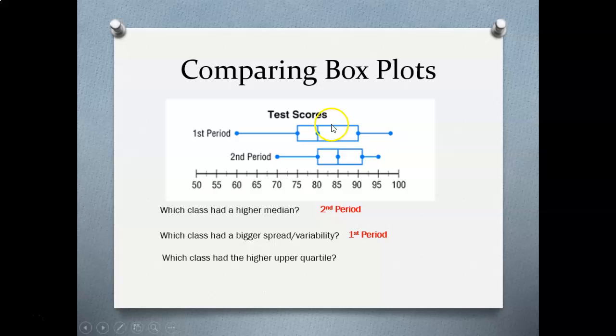Which class had the higher upper quartile? This is another one that you can just look at. Here's the upper quartile for first period, and here's the upper quartile for second period. It's close, but still pretty obvious that second period had the higher upper quartile.